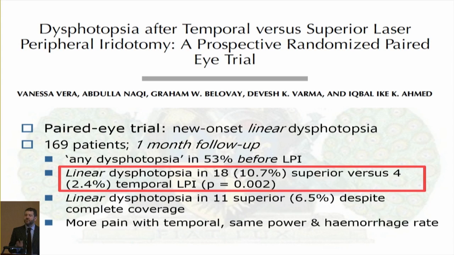The problem with that is that you do get more pain. In our hands, we're getting more hemorrhage if you do a temporal iridotomy, and there are longer iris processes at that point. So a number of those iridotomies are posteriorly obscured. We're not sure if they're ever obstructed, but they are certainly obscured by long ciliary processes lying behind the iridotomy.